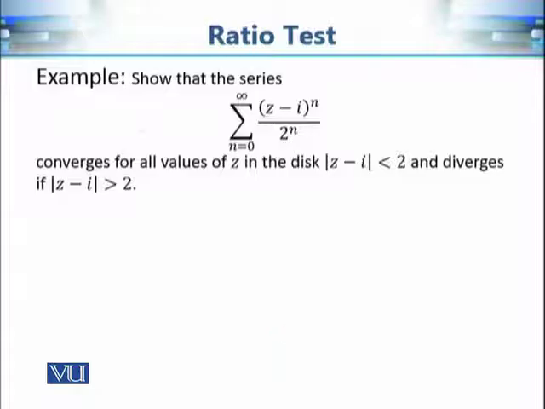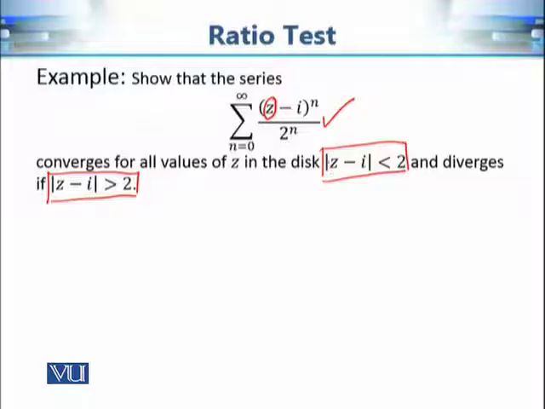Now let's apply this ratio test to a more complicated situation where the terms involve this z. So this z is kind of a variable here. When we change the value of z, if we take z equal to 1, it will be one series. If we take z equal to 2, it will be another series. And if we take z equal to 1 plus iota, it will be yet another series. So it is not just one series, these are infinitely many series, or it's a series which is a function of z. Now we want to show for which values of z the series converges and for which values of z it diverges.